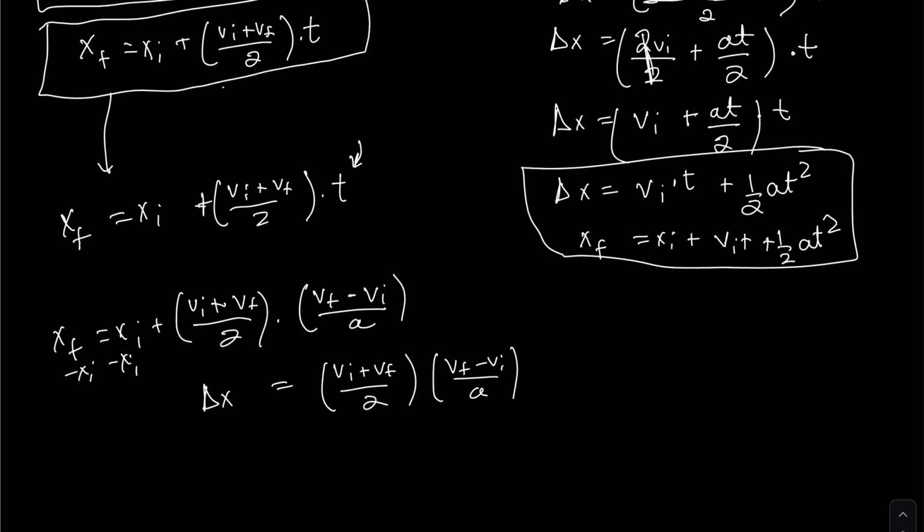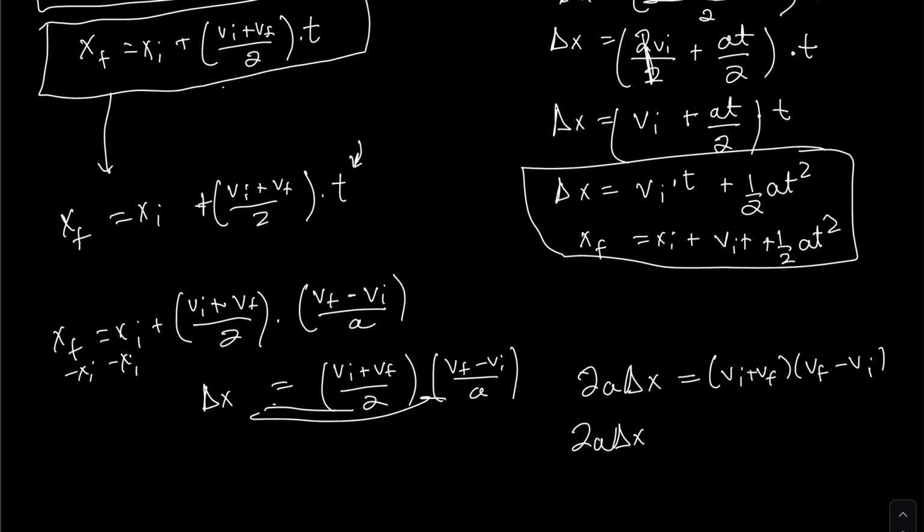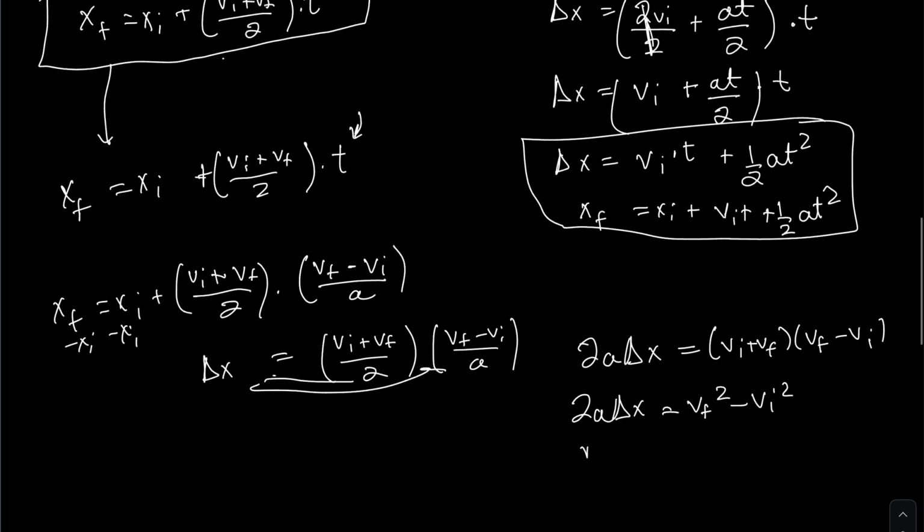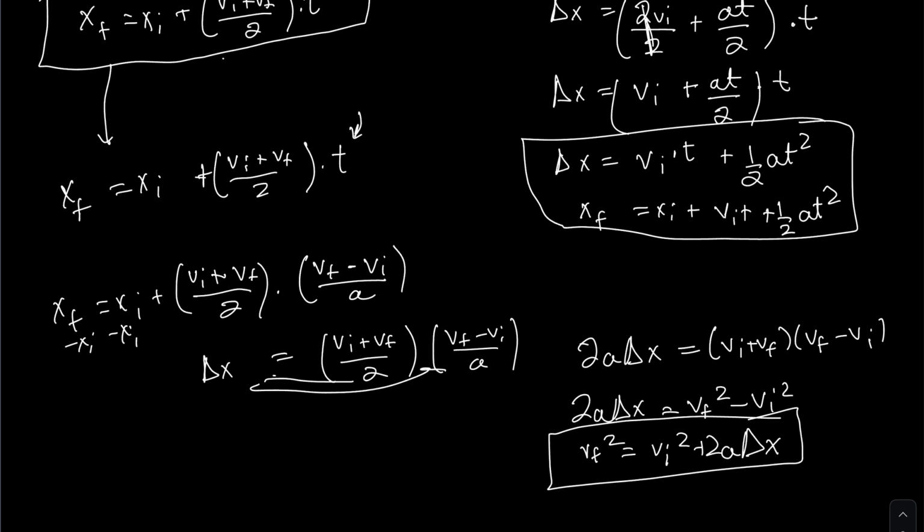Let's say I want to get rid of the denominator, so I can just multiply them both out, right? So 2A delta H is equal to the difference of squares between VI and VF minus VI. So using difference of squares, this is going to give me 2A delta H is equal to VF squared minus VI squared. And then if I just add this, VF squared is equal to VI squared plus 2A delta x. And there you go. That's your velocity displacement equation, which doesn't use time.